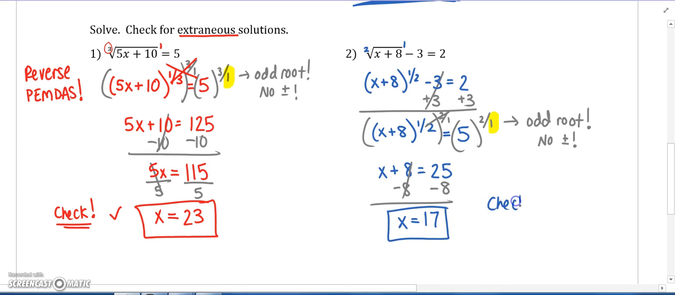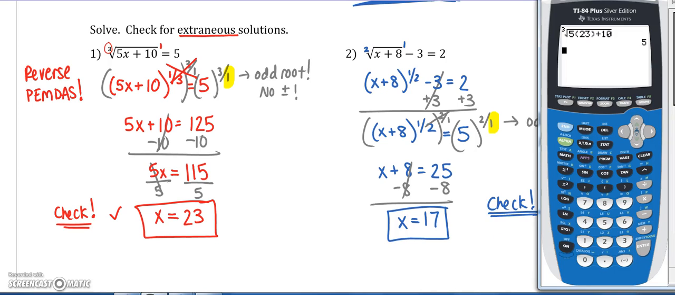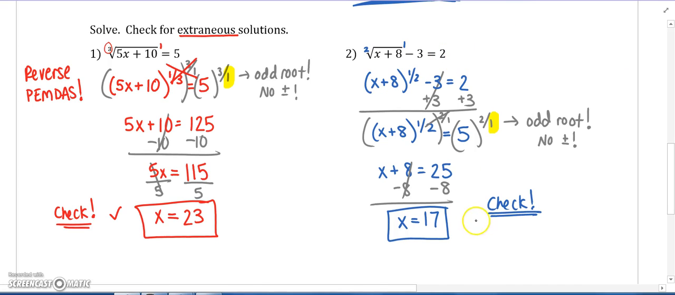Alright, once again, I'm just going to go quickly and check it, and we're going to use our calculator. So this time we have just a square root of 17 plus 8. Be careful how you type it in, right? Because if we type it in incorrectly, it could tell us that it's not right, even though it should be. So be careful. Alright, we end up with 2, which is what we wanted, so it checks out.